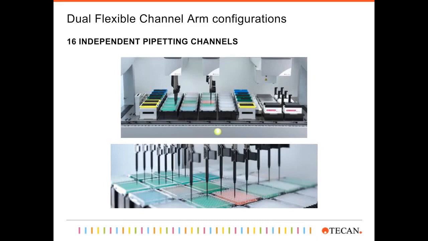Or if you were doing something like normalization, where you needed each channel to be dealing with independent different volumes, that's the other thing the flexible channel arm does incredibly well. Each of these arms can spread out, move up and down in Z on its own, do its liquid level detection, and aspirate and pipette an independently different volume all at the same time. So workflows like normalization, amazing. And we can even do traditional serial dilutions here as well. So if you needed to work that into your assay, we have no problem. This arm is great at that.